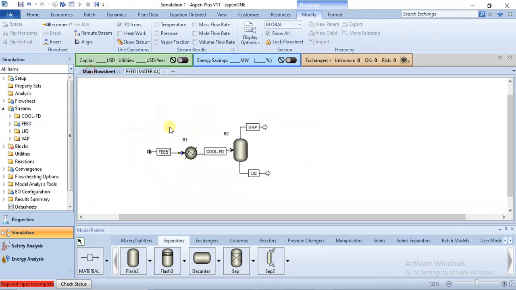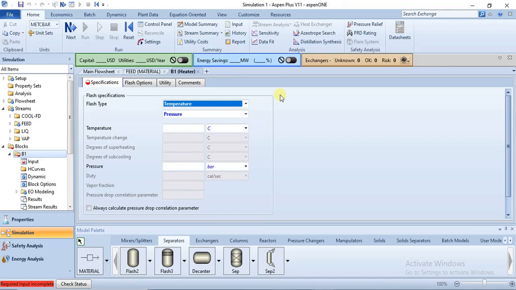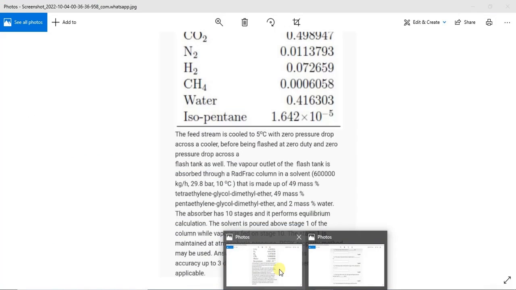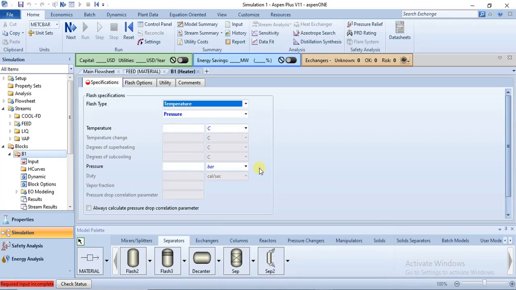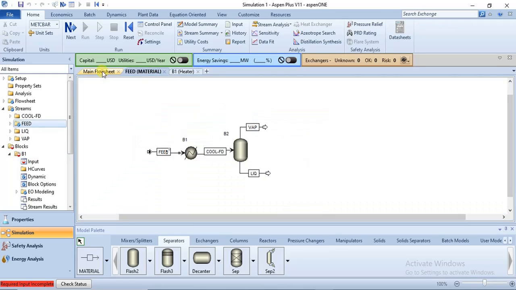So the next thing is to specify the cooler. You double click on the cooler and you can make your specifications. For the cooler, it's cooled to 5 degrees C with 0 pressure drop. So now we specify the temperature as 5 degrees C because it was given. Then it says 0 pressure drop, so the outlet of the cooler will have the same pressure as the feed.